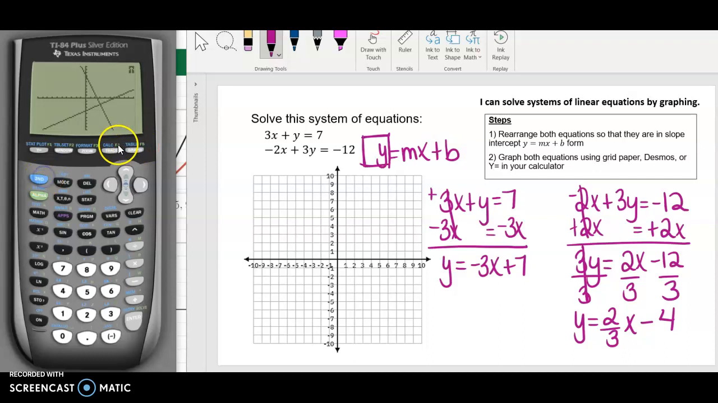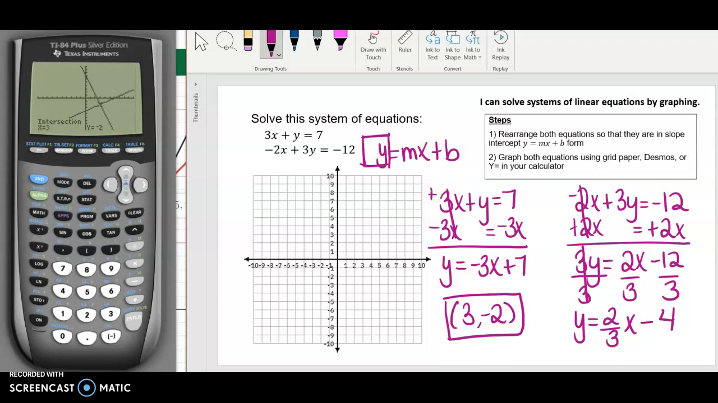We do second and then calculate. Choose option 5, which is intersect. Hit enter. Enter, enter again, and then it tells me the intersection is at 3, negative 2. So 3, negative 2 is the solution to the system of equations.